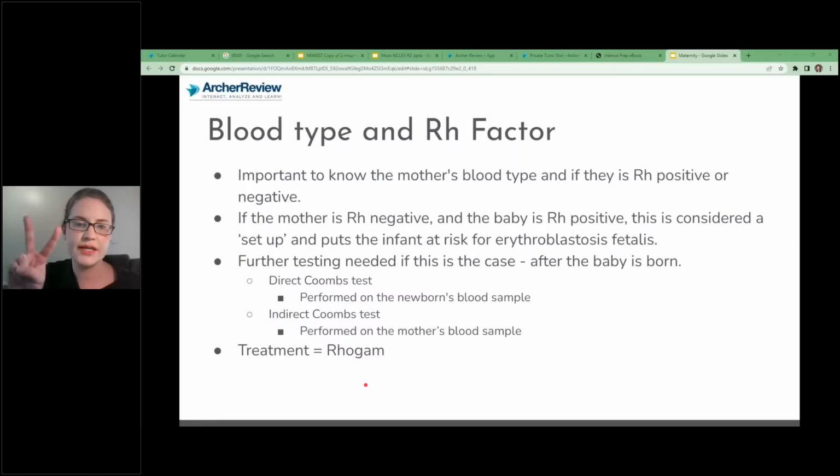There's two other times we might give RhoGAM. In early pregnancy, before 28 weeks, if the mother has any vaginal bleeding, she's going to get a shot of RhoGAM, because if she's bleeding vaginally, we don't know if she was exposed to fetal blood. So we give RhoGAM to make sure she doesn't produce any of those antibodies. Finally, after the baby is born, if the baby is RH positive, the mother gets that third dose of RhoGAM. So remember, RhoGAM prevents the mother from making those anti-RH antibodies. Very, very important.